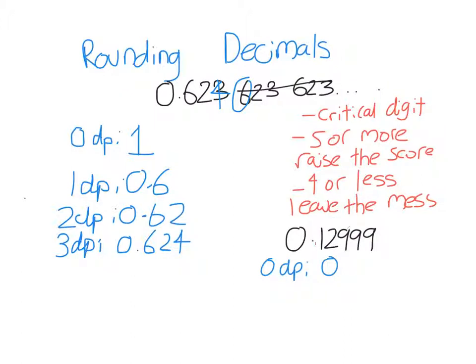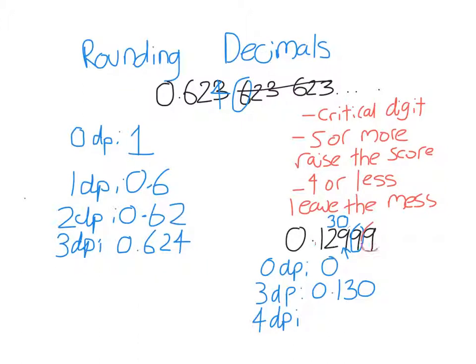Let's now say I wanted to round it to a few more decimal places. Let's say I wanted to round it to 3 decimal places. So now the fourth number after the decimal place is 9. 5 or more, raise the score. So I want to raise this 9 here, but that would make it 10. So in this situation, what I have to do is raise this one to 3 and make that one a 0. So to 3 decimal places, this is actually 0.130. So if I now want to round this to 4 decimal places, a similar thing happens.